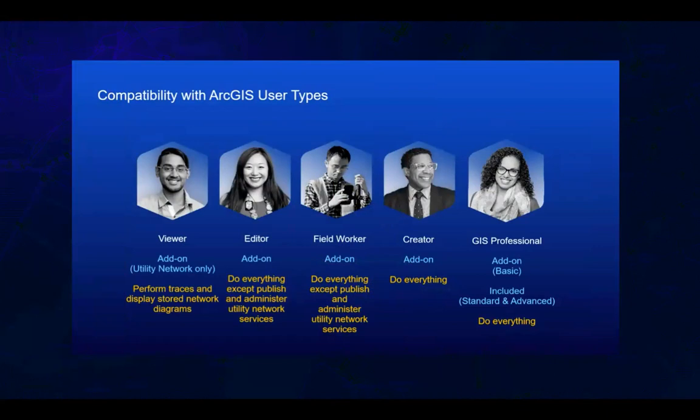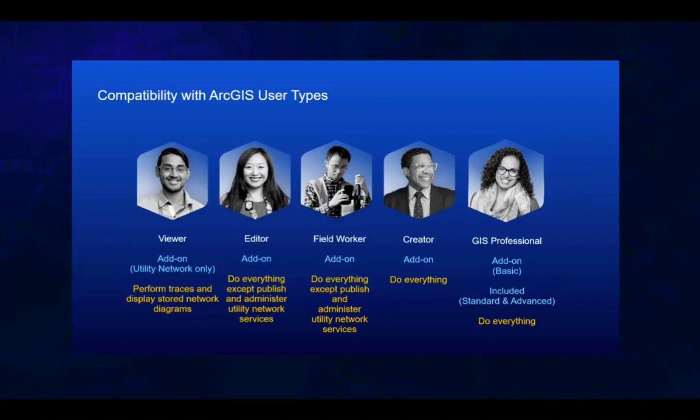So with a viewer, if you add on the license, this is how it works now. You would have a standard user type. If you are familiar with the user types, they come with different existing apps and bundles. And the ones that are not included, like utility network or others, you can purchase as an add-on license, right? So if you look here at viewer, with the add-on license for utility network, you can perform traces and display stored network diagrams as a viewer.